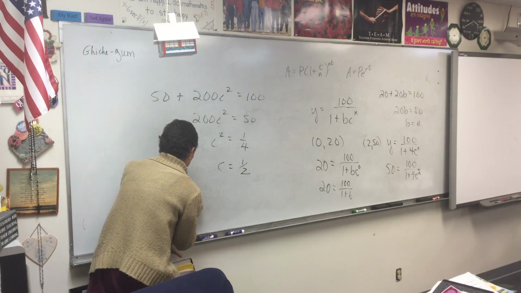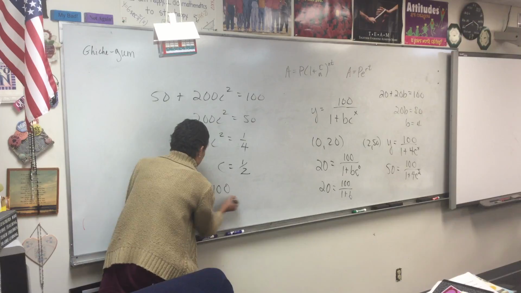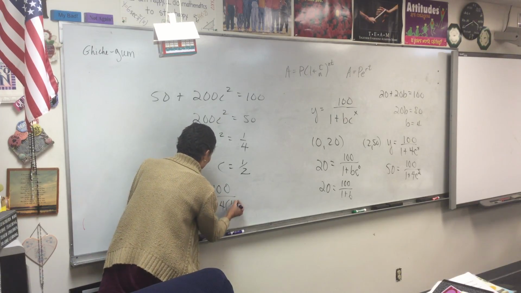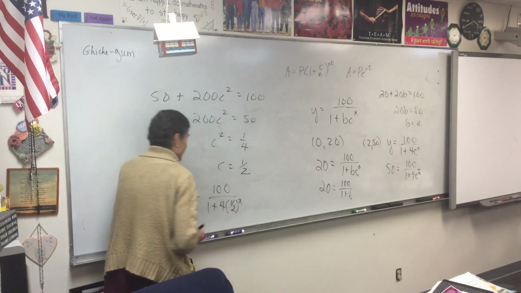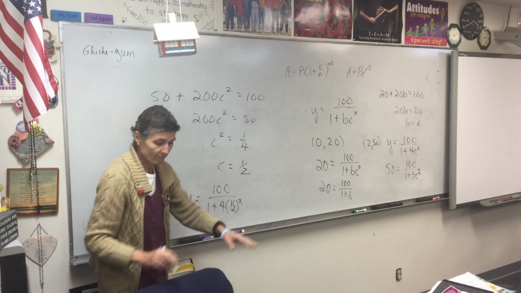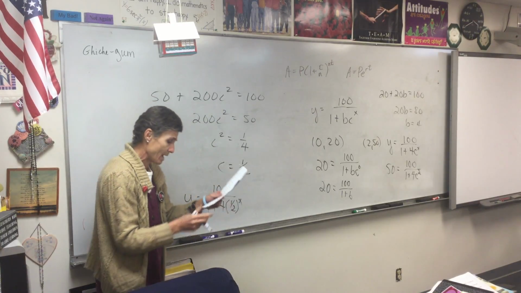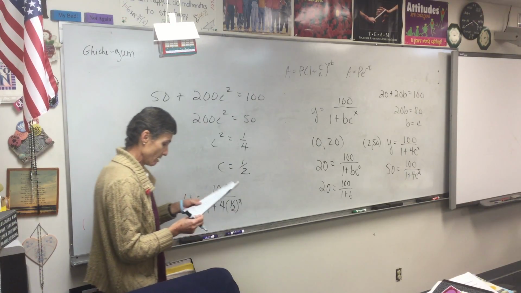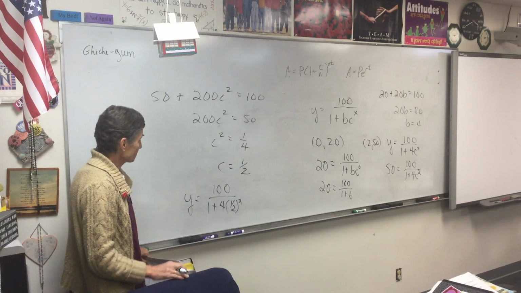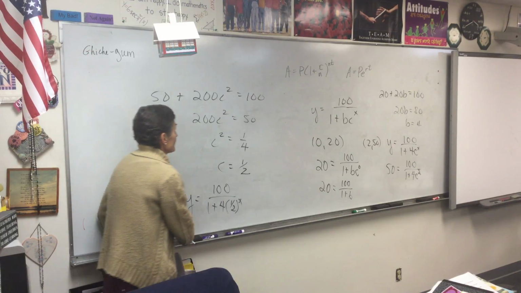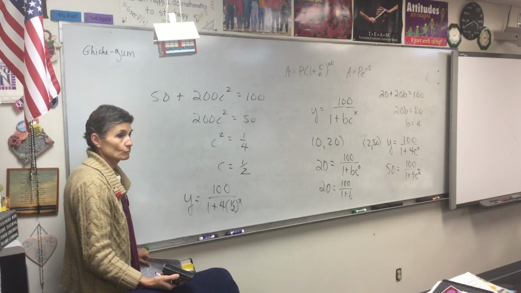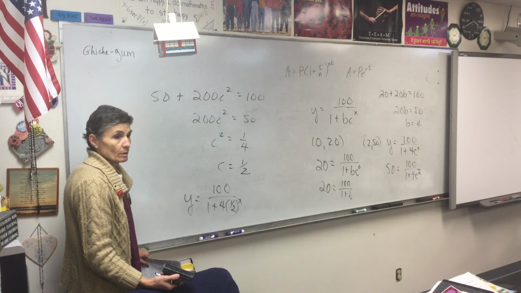So my answer, don't forget you have to write the equation, is 100 over 1 plus 4 times 1/2 to the x. And the 4 and the 1/2 are separate numbers. Do not put them together. Leave them separated. They are separate numbers. There's your logistic function. Okay?